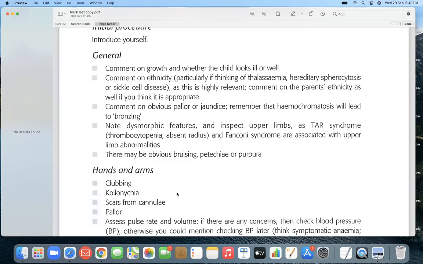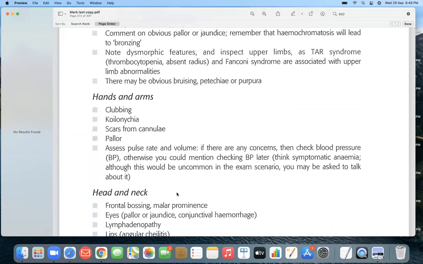Next, for hands, obviously, as I said, clubbing gives you a broad differential diagnosis, like whether the child has clubbing or does not have clubbing. So it is very important in this station as well. So clubbing, koilonychia, this is for iron deficiency anemia. Scars from cannulae, again in thalassemia. Pallor.